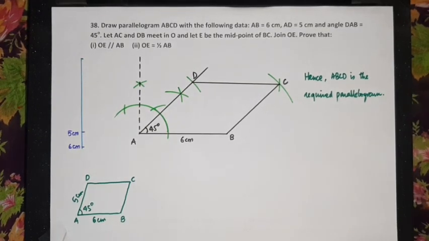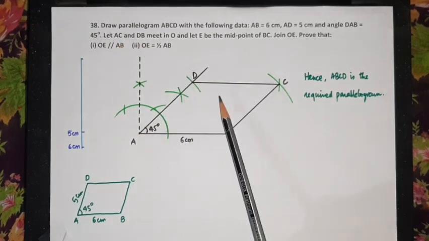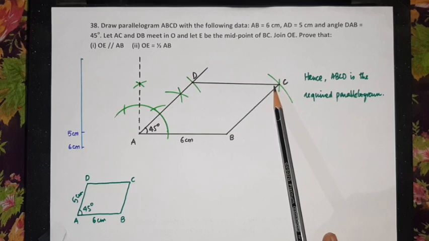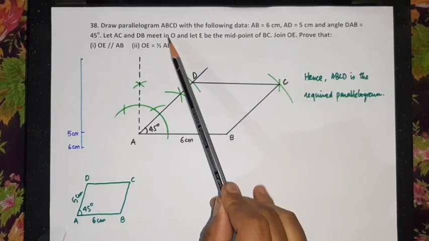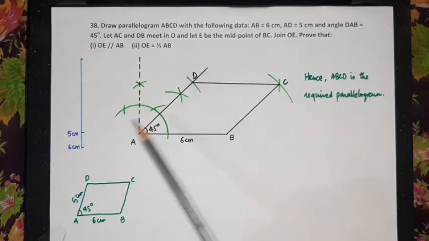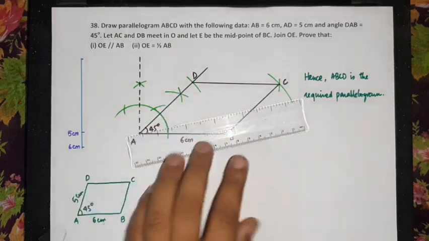Now the next part says, let AC, that means this line, and DB, that is this line, that is diagonals, meet in O. That means O is the point of intersection of diagonals. So let me quickly draw our diagonals here.